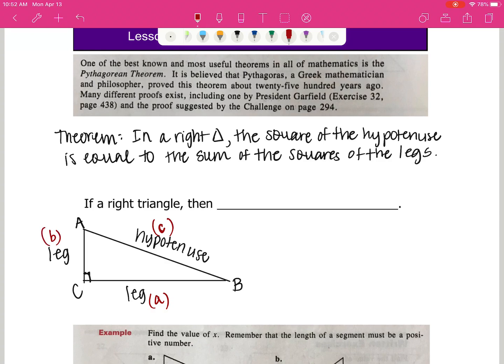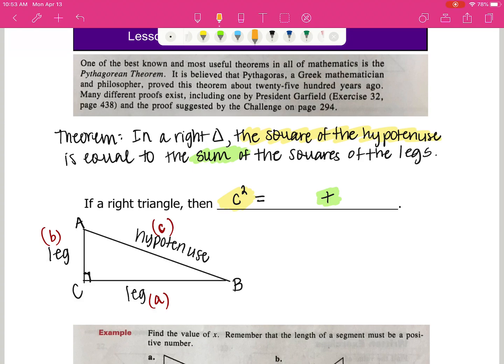Okay. Now, the hypotenuse, which we're calling C, in a right triangle, the square of the hypotenuse. We're going to take that hypotenuse and we're going to square it. So we called the hypotenuse C, we're going to square it, is equal to the sum of, so the sum of is a plus sign, the square of the legs.